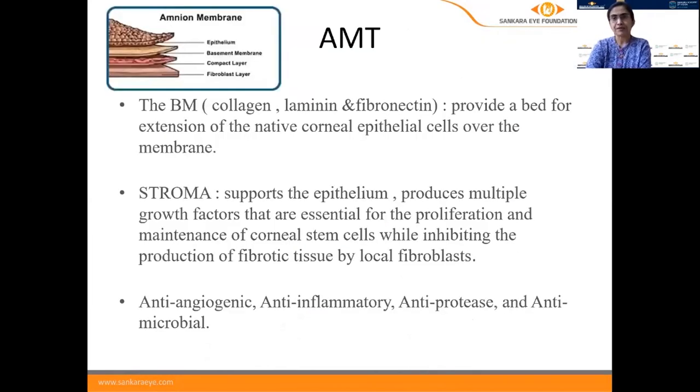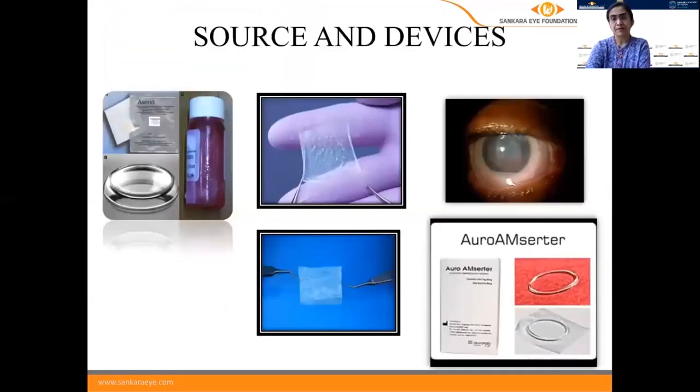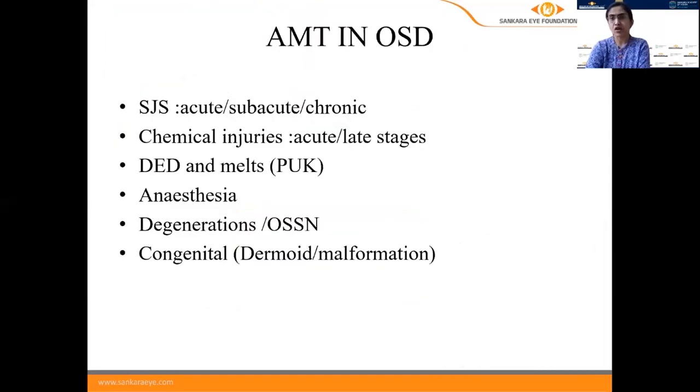So what does the amniotic membrane do? The amniotic membrane basically has a basement membrane which helps in the extension of native corneal epithelial cells over it. And it also has a stroma which supports the growth, as well as proliferation and maintenance of the corneal stem cells, at the same time inhibiting fibrotic tissue by the local fibroblasts. It also has anti-angiogenic and antimicrobial activities, as known. Membrane is available in different forms, either wet or dry, fresh or preserved, all are good.